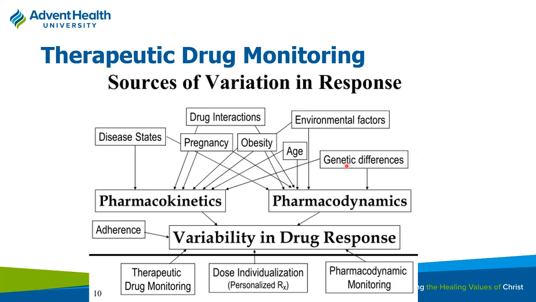Genetic differences, right? What's the term for genetic differences influencing drugs? Pharmacogenomics, right? You've got to know your definitions for the test. And again, it's going to provide variability for all of these. So by using therapeutic drug monitoring, we can try to individualize that dose to make it much more personal for that particular patient, and thus you're going to achieve better results with those patients.